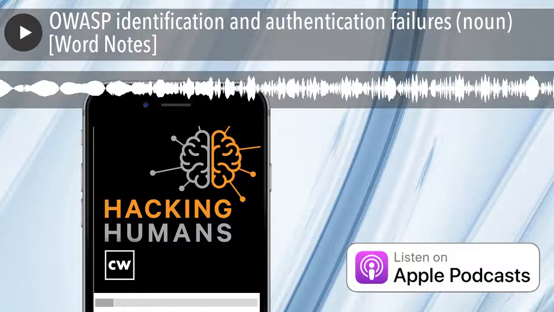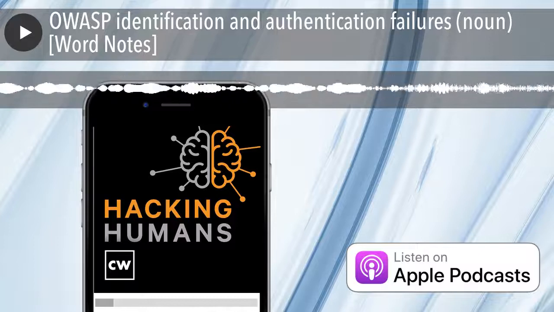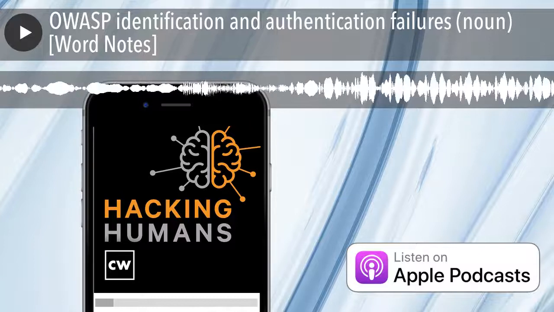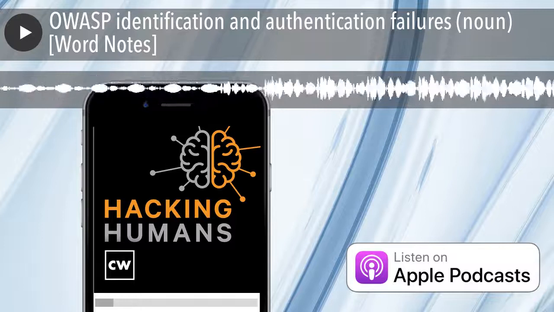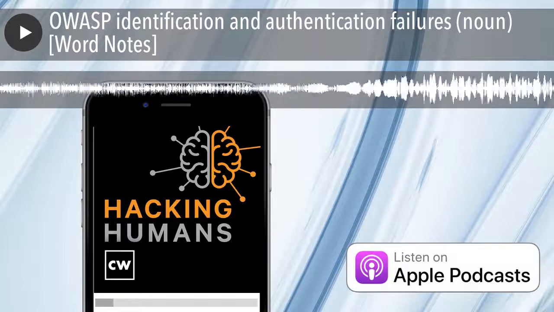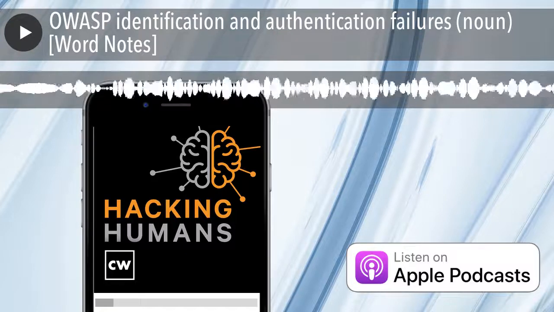Hackers attempt to leverage these failures with techniques like credential stuffing and brute force attacks by taking advantage of poor password recovery processes, the storage of unencrypted passwords, the lack of two-factor authentication systems, and reusing session IDs or incorrectly using them after a successful login.